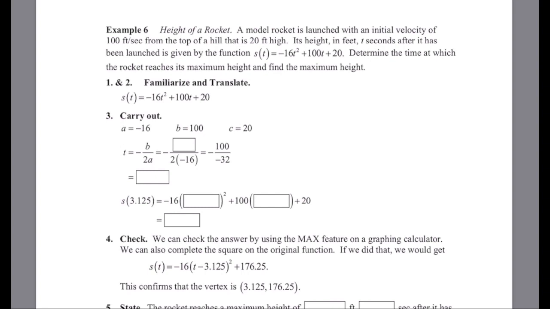A model rocket is launched with an initial velocity of 100 feet per second from the top of the hill that is 20 feet high. This gives us the height in feet t seconds after it has been launched by the given function. Determine at which time the rocket will reach its maximum height and find that maximum height. So S of t represents the height and t represents time in seconds.